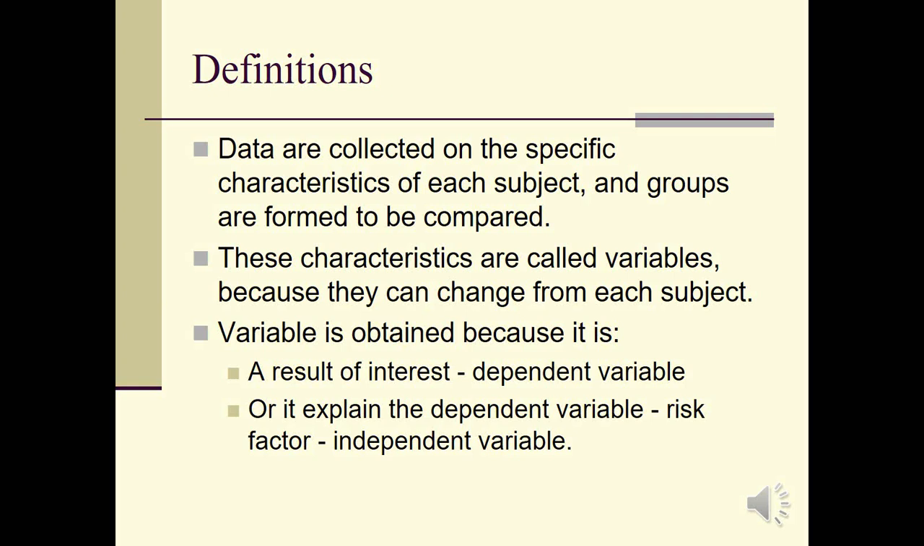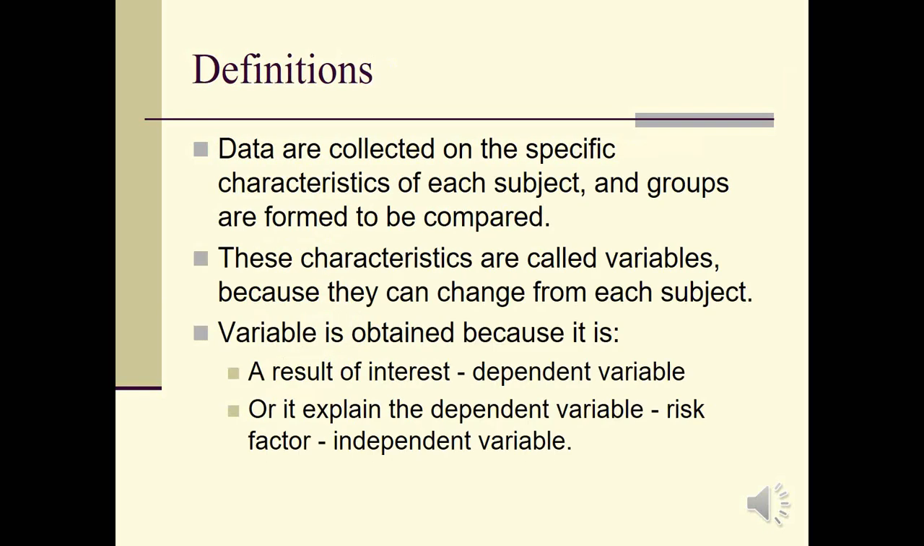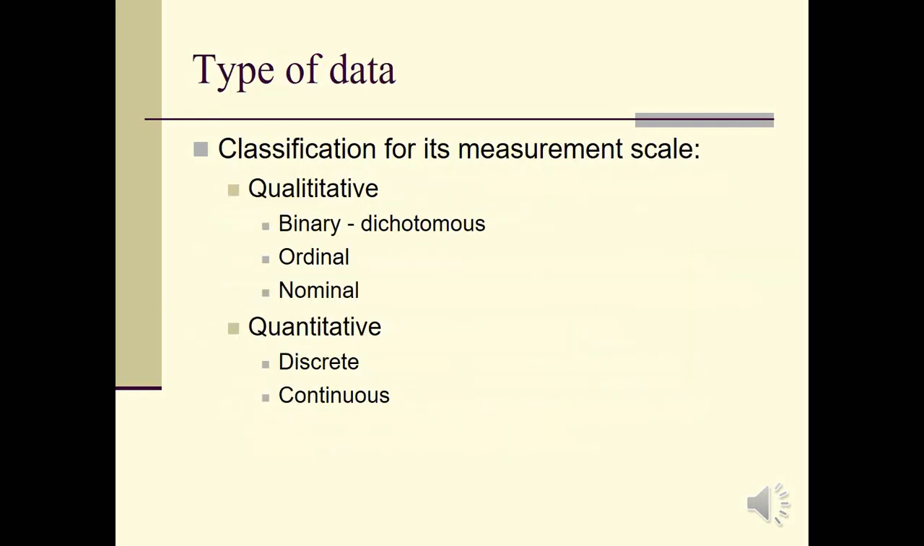A variable is obtained because it is a result of interest, the dependent variable, or it explains the dependent variable, the risk factor or independent variable, which means that the collected data is either called dependent variable data or independent variable data. Data are classified according to its measurement scales into qualitative, which is either binary, dichotomous, ordinal, or nominal; and quantitative, discrete or continuous.